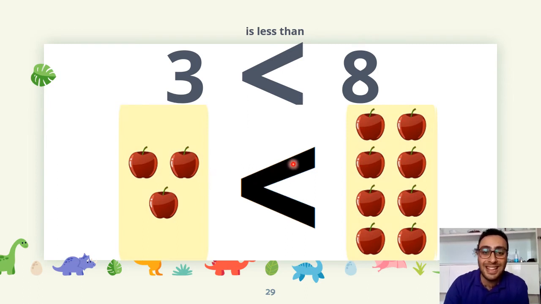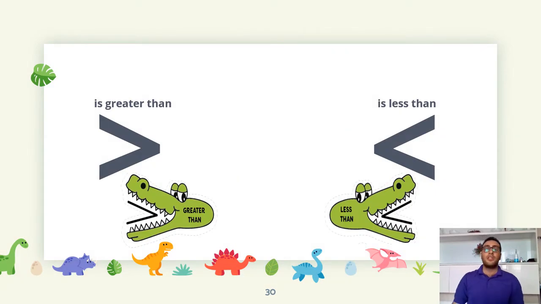So, 3 is less than 8. Okay? So, let's see what we learned so far. Now we know these two crocodiles. They love to eat the bigger number, okay? If the crocodile is eating the left side, we say is greater than, or is bigger than, or is more than, okay? I say greater than.